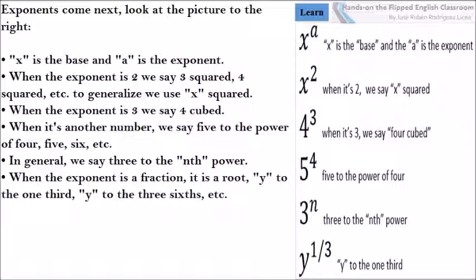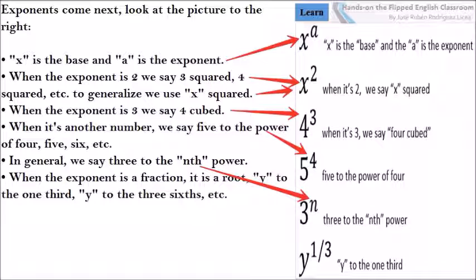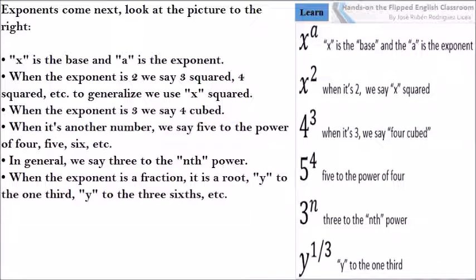Exponents come next. Look at the picture to the right. x is the base and a is the exponent. When the exponent is 2 we say 3 squared, 4 squared, etc. To generalize we use x squared. When the exponent is 3 we say 4 cubed. When it's another number, we say 5 to the power of 4, 5, 6, etc. In general, we say x to the nth power. When the exponent is a fraction, it is a root: y to the 1/3, y to the 3/6, etc.